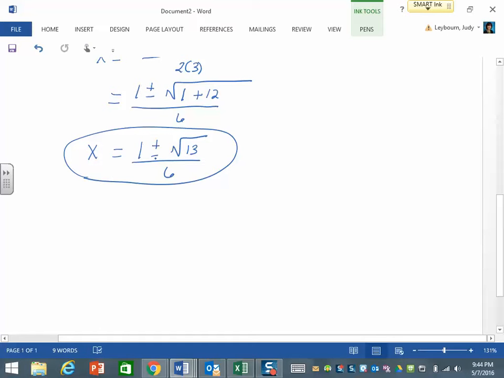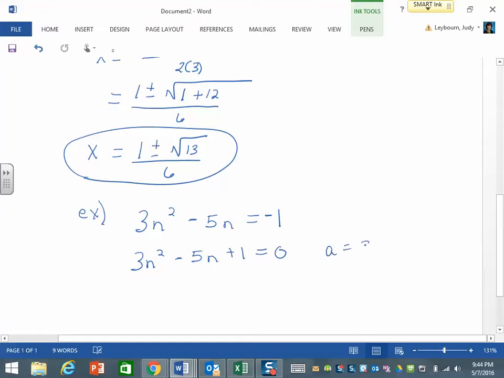Okay, I'm going to give you a problem now, and you can determine the exact answer, and when you have that, you may come back and check your work with mine. So the problem is 3n squared minus 5n is equal to negative 1. So again, press pause and then come back. So 3n squared minus 5n plus 1 is equal to 0.